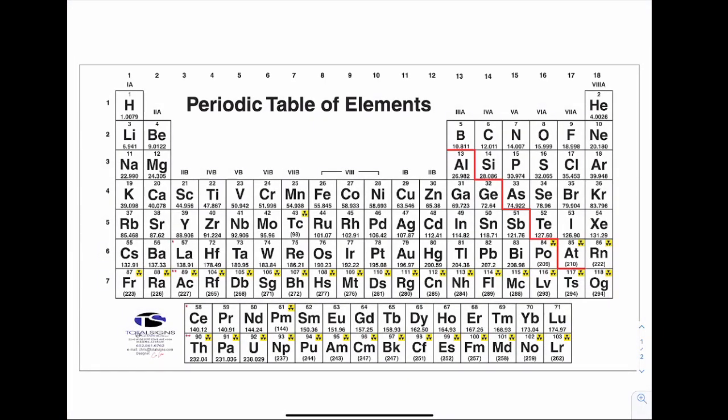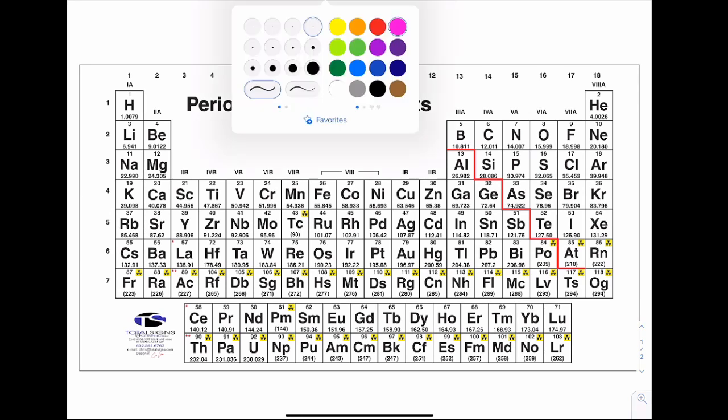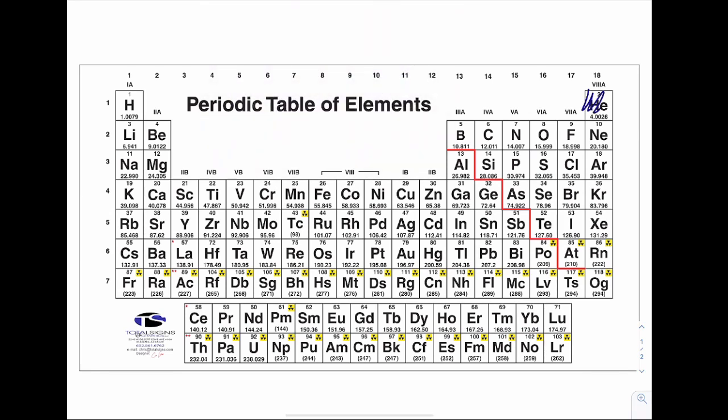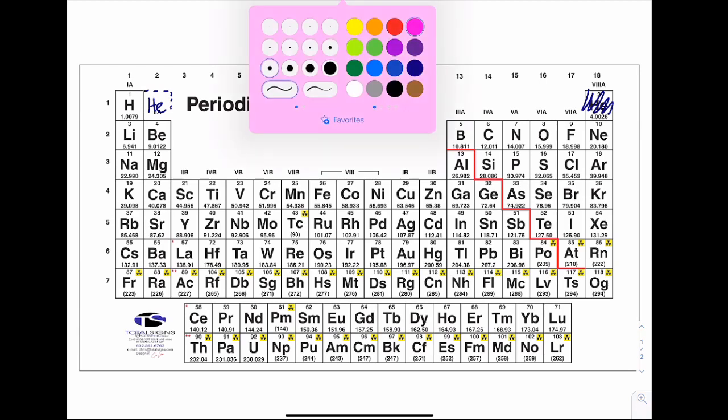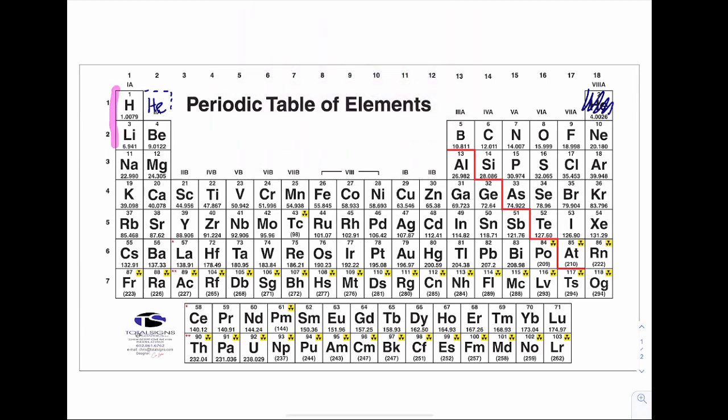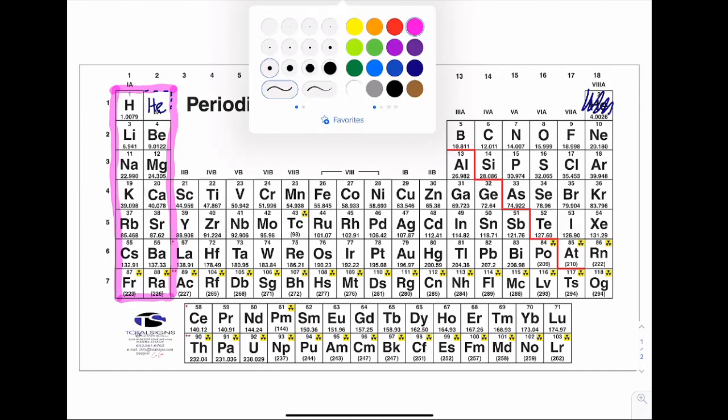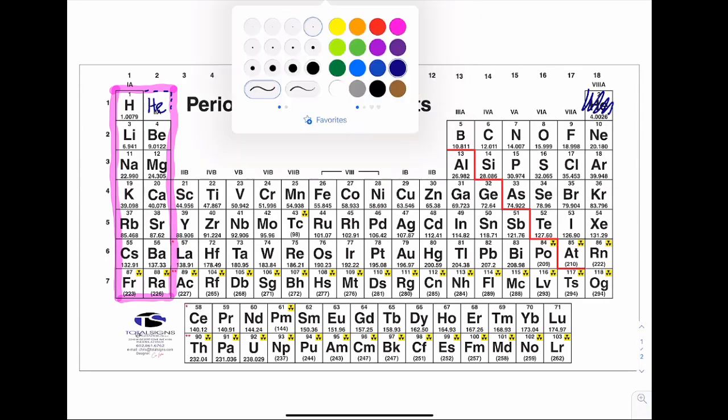So the first thing I'm going to do is relocate helium. I'm going to take helium from over here, and I'm going to move it over here. So helium has been relocated. And then I'm going to take my first 2 groups, of which helium is now part of, and that is going to be considered my S block.